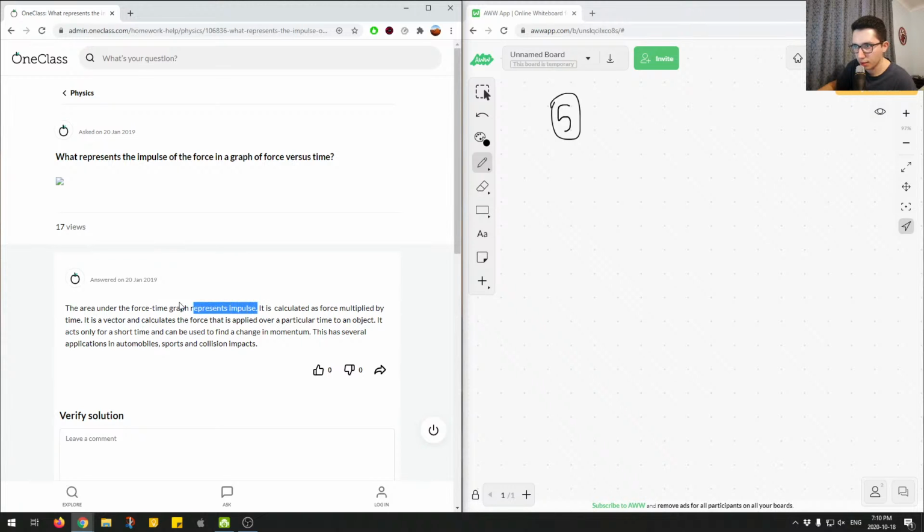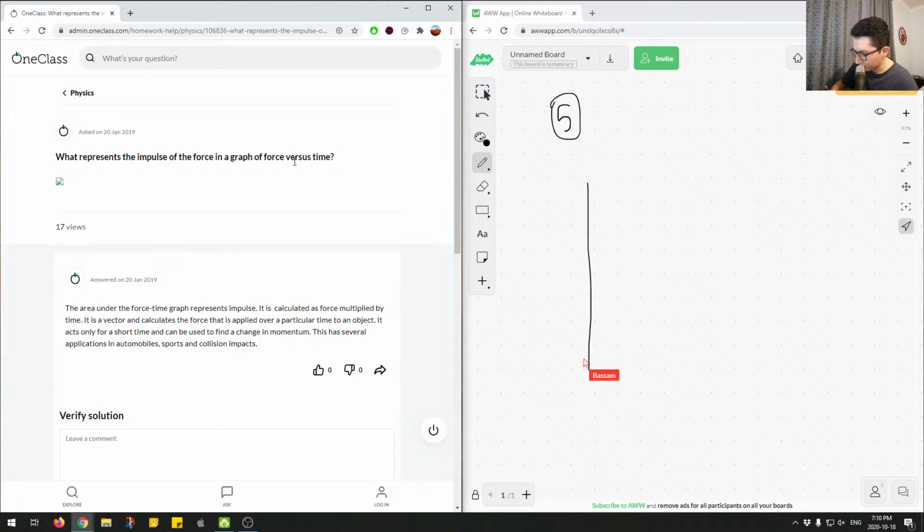So right away, this is the correct answer, but they go on to explain it's calculated as force multiplied by time. It is a vector and calculates the force that is applied over a particular time to an object. It acts only for a short time and can be used to find a change in momentum. This has several applications in automobiles, sports, collision impact. So this is true. So let's look at a force versus time graph.